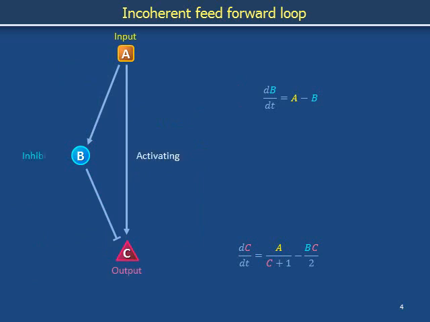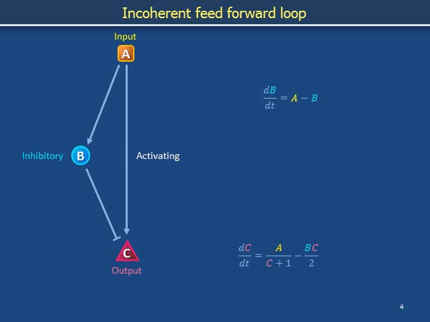The input A directly activates the output C, but also indirectly inhibits C by activating its inhibitor B. The two arms of this diagram seem to fight. This is called an incoherent feed-forward loop. We can use the flowchart to give a word model description of adaptation in this kind of circuit.